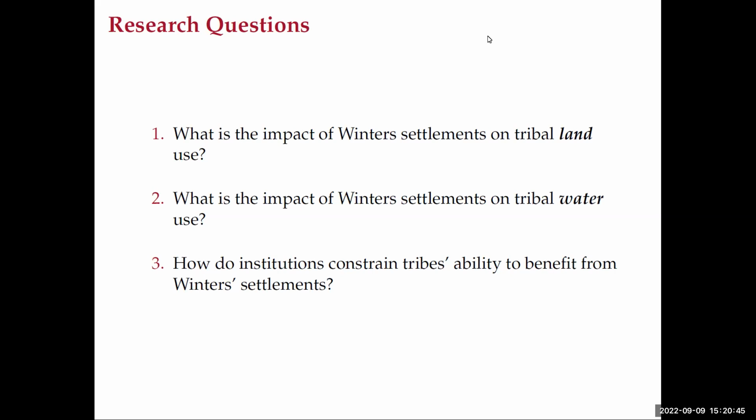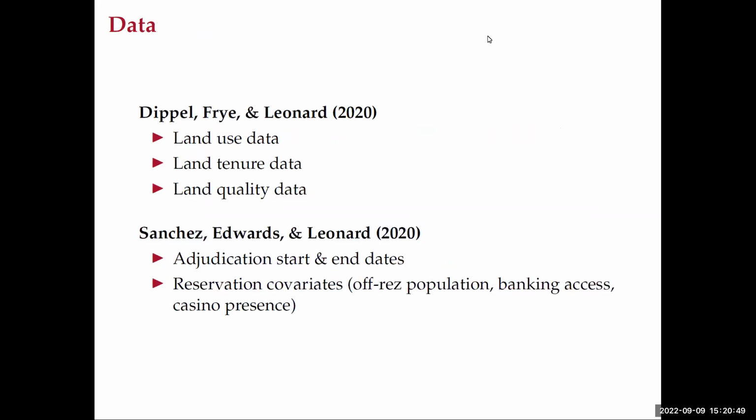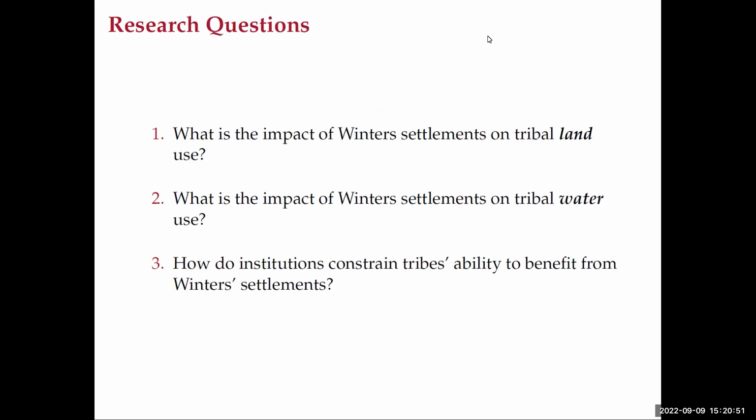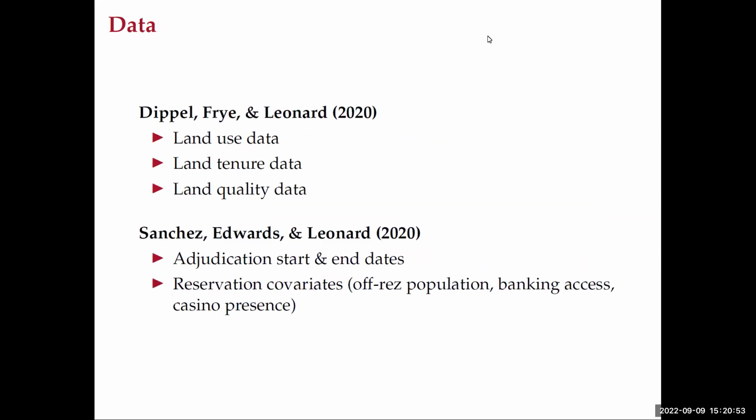So here's where I switched. So, tribal. What is the impact of water settlements on tribal land? Right. So here's where I'm going to get into the methods, and this is where I'm going to spend the bulk of the rest of it, and then I'll show you some results briefly at the end. I think I have like 40 minutes. Is that about right? And then questions after that? All right, perfect.